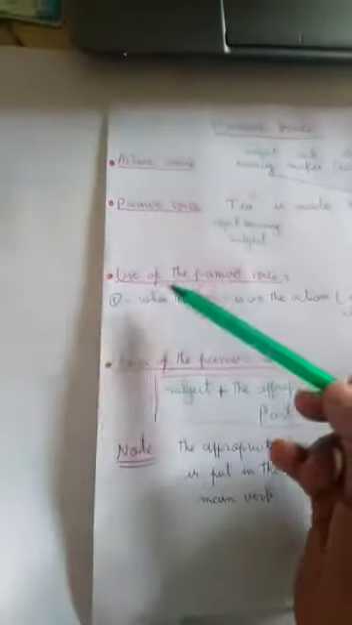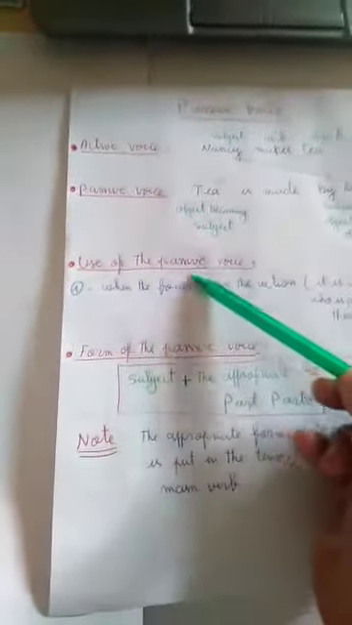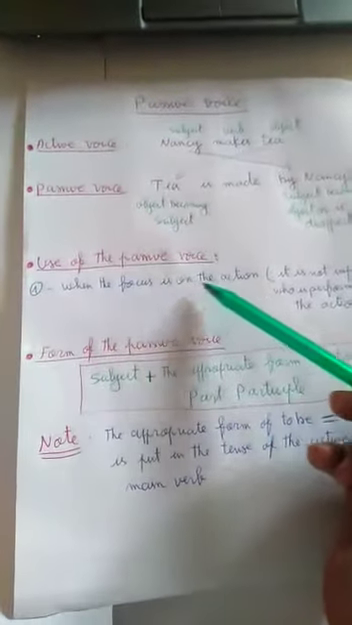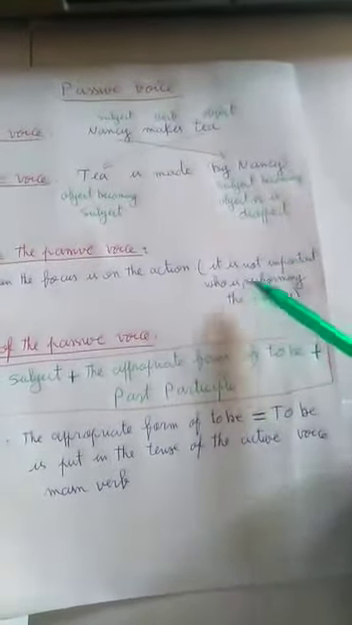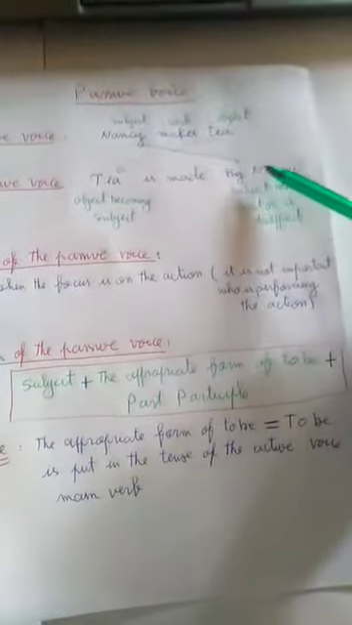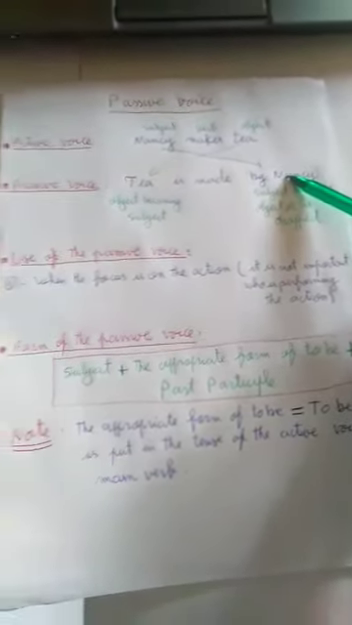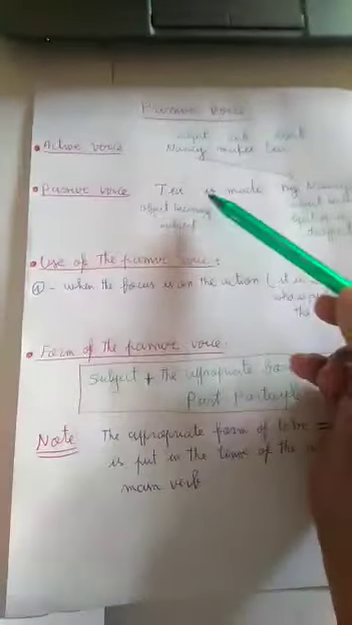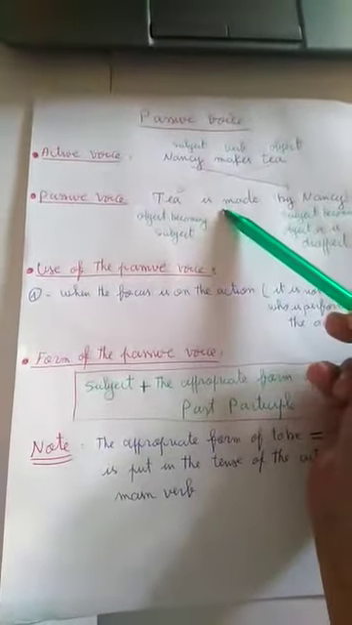Now, use of the passive voice. Why do we need the passive voice? We need it when the focus is on the action. It is not important who is performing the action. That's why I said that "by" is just optional. It's not important, but the main focus is on the action. Like here, tea is made. This is what interested us.